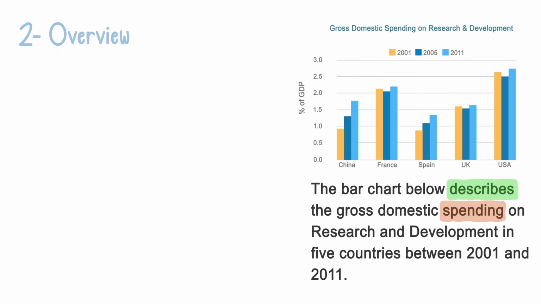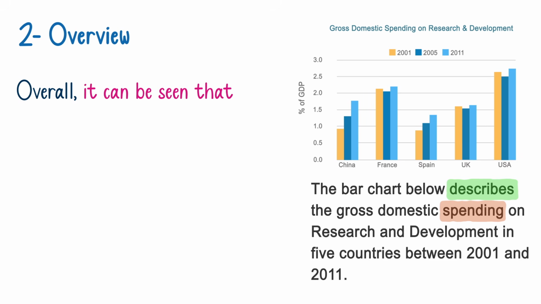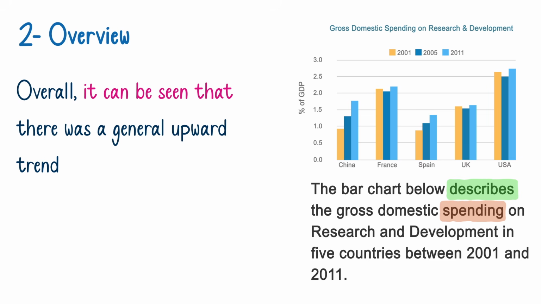Now, in writing our overview paragraph, you know that we always start our overview paragraph with the word overall. And then there is a phrase, it can be seen that, right? You always start your overview paragraph with this word and this phrase. Overall, it can be seen that what? That there was a general upward trend in spending of all of the 5 countries.